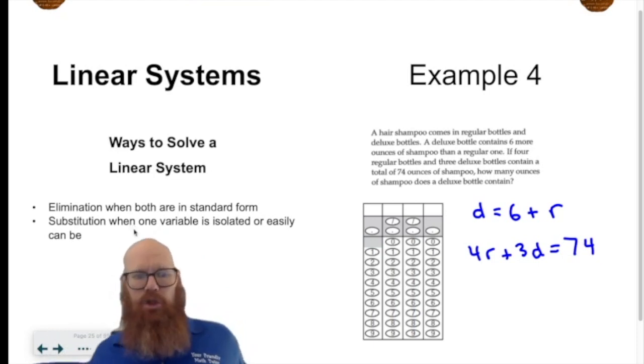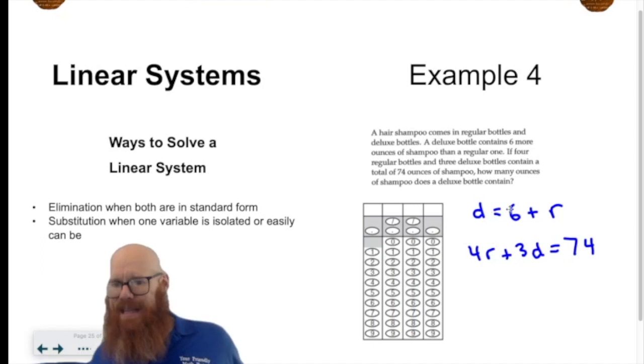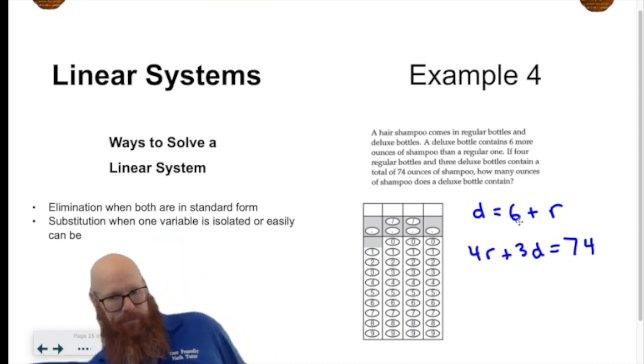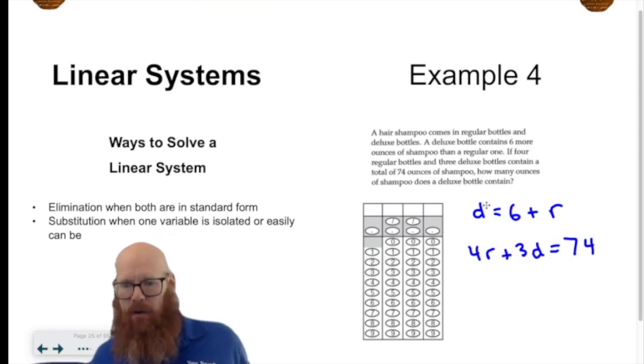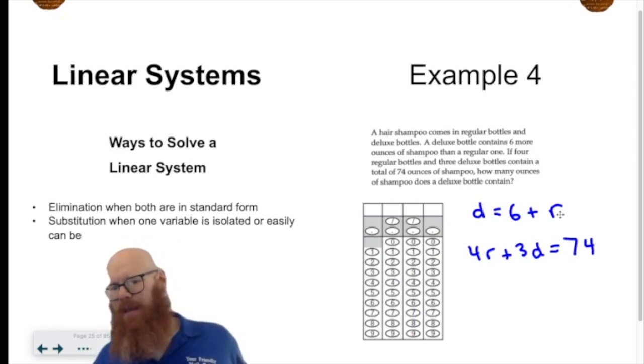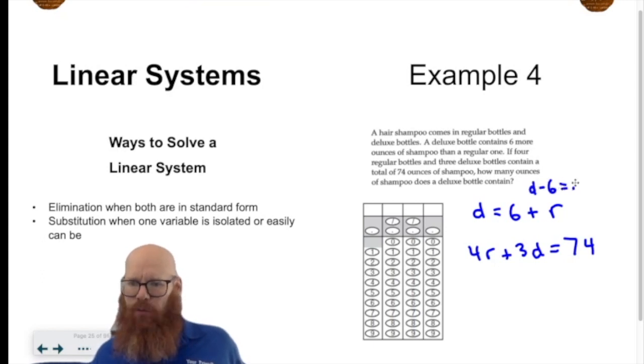Now, substitution when one variable is isolated, or easily can be. So D is isolated, all right? But how many ounces of shampoo are in a deluxe bottle? So if I substitute 4D, then that's going to give me R, but I don't want to know R, I want to know D. So I'm going to do the easily can be part and just say that D minus 6 equals R, and then substitute that for R.